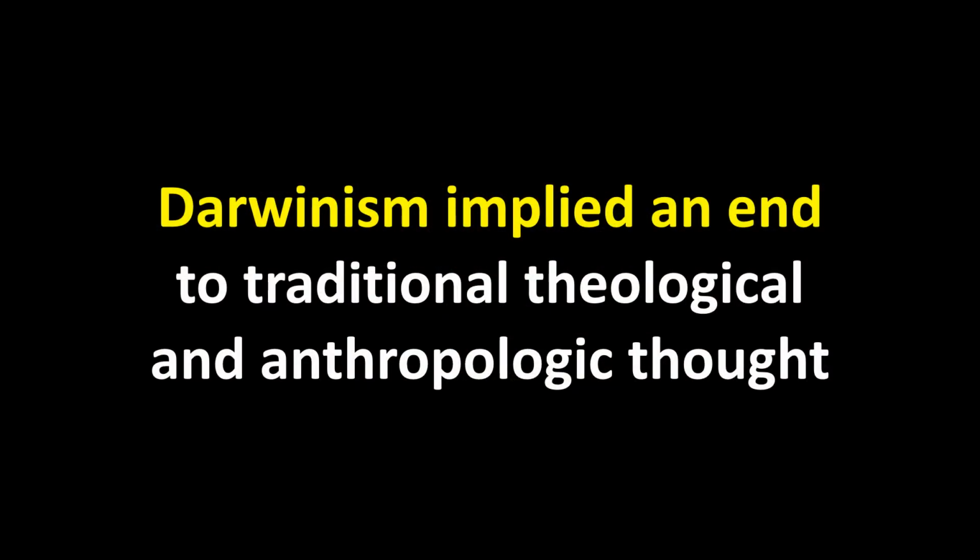So Darwinism implied then an end to traditional theologic and anthropologic thought, and those at the time knew that. They realized that what Darwin was saying, that man was no longer the pinnacle of creation, but man, just like all the other animals and life, was just a cosmic accident, and we were purely put here by random processes. And you can see how that would change things and how it has changed things.